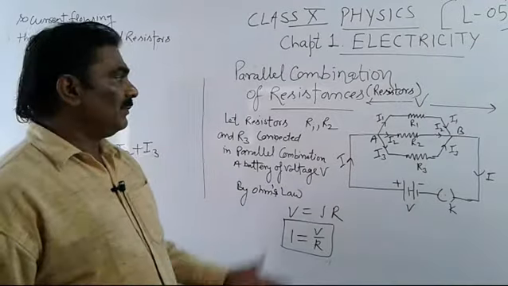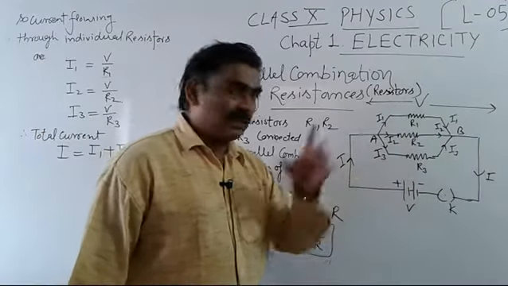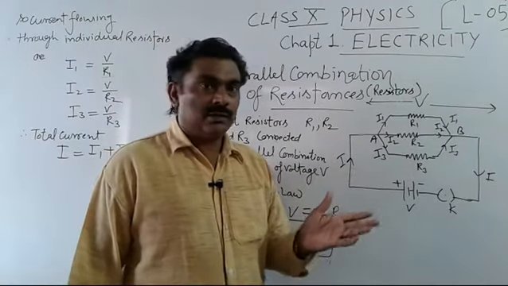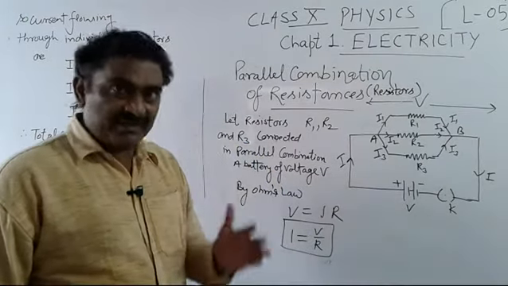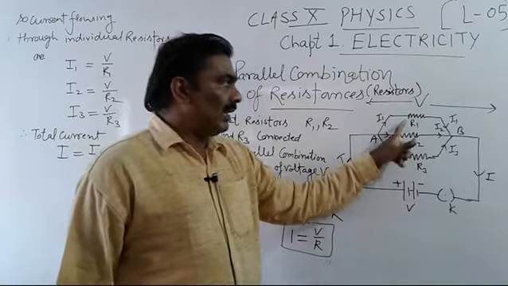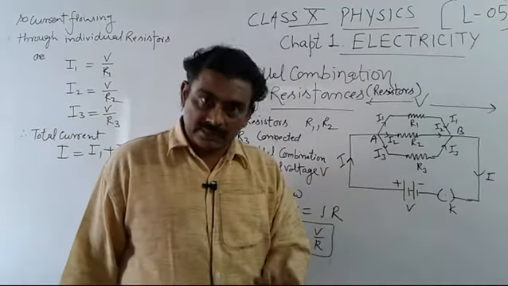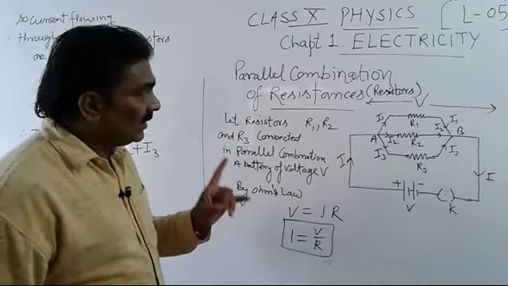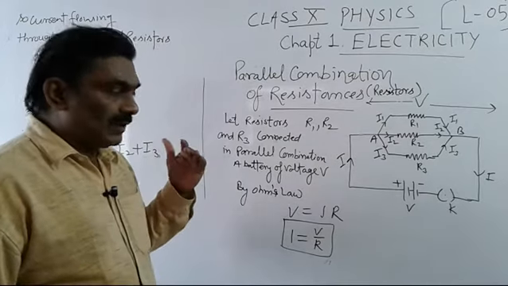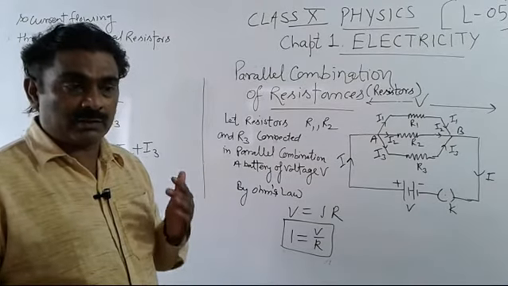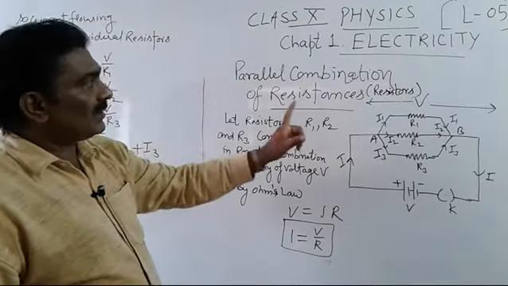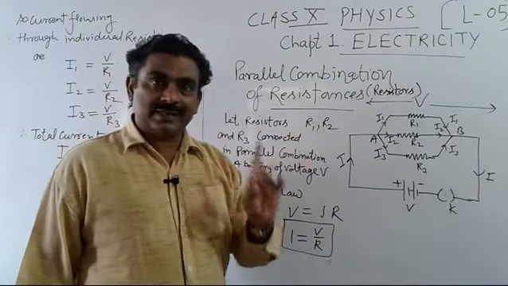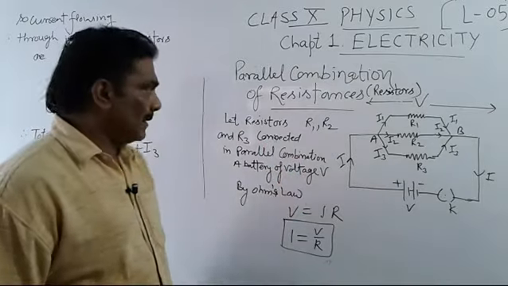So here when we see R1, R2, R3 connected in parallel, we should say R1, R2, R3 resistors are there and they are connected in parallel. So here we will find the equation, the derivation, when resistors are connected in parallel combination.